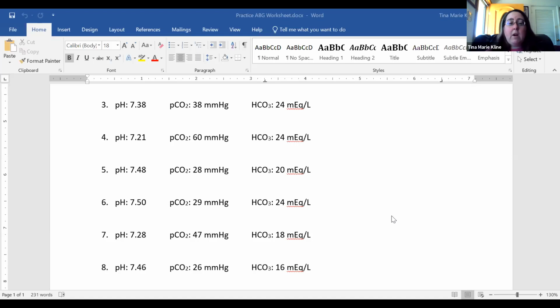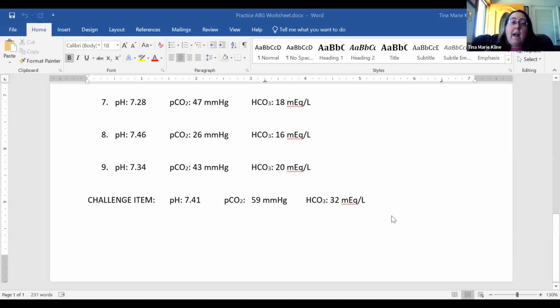Remember, your bicarb is your alkaline indicator. So if it's high, I'm more alkaline. If it's low, I'm trying to get rid of that alkaline, I'm holding on to the acid. So number 8 is a respiratory alkalosis, and I know that it's partially compensated because of my bicarb number. It's trying to compensate. It just doesn't quite have the pH back to normal limits.